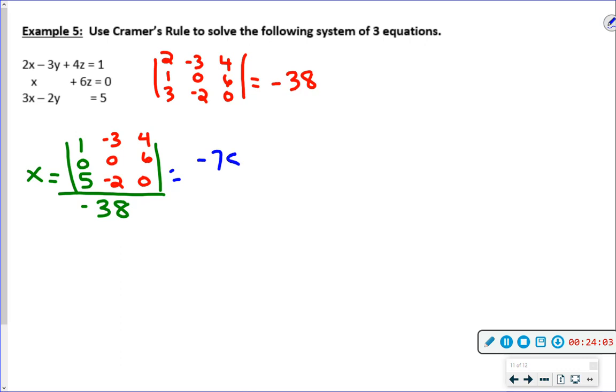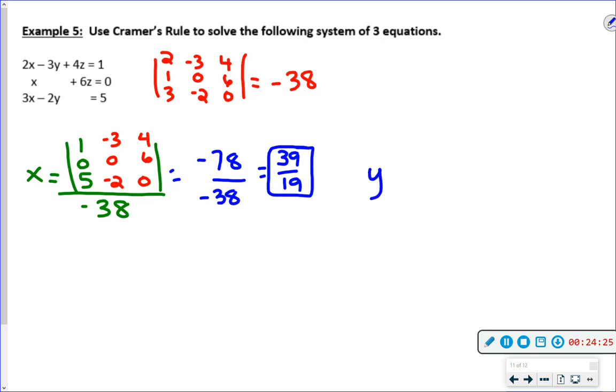And then we're over -38. 2 negatives, of course, make a positive. They're both even, so that fraction does reduce. It's kind of gross, but it does reduce down to 39/19. So I just gave you the -78 for the sake of time. Okay. So let's do y next.